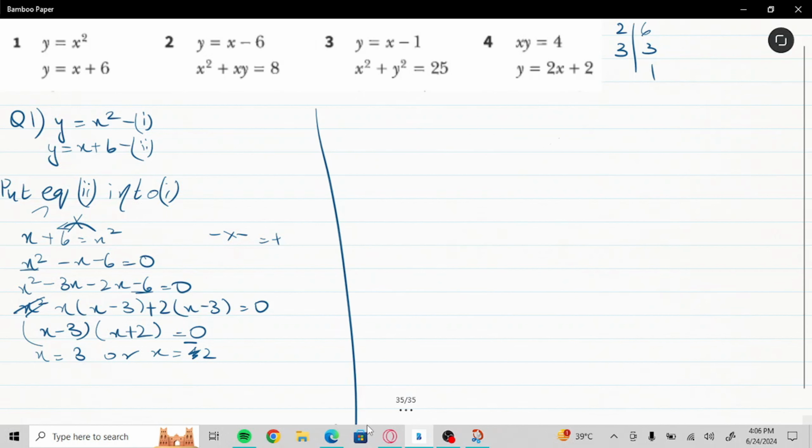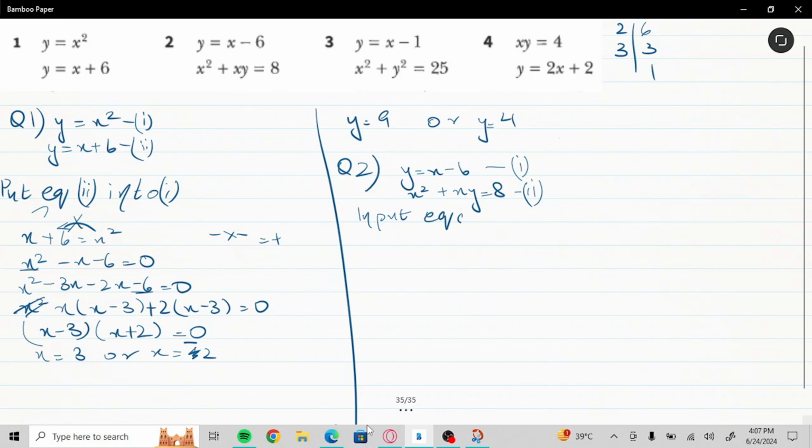Now find the corresponding y values. So y is equal to x squared, so 3 squared is equal to 9, or y is equal to negative 2 squared, which is 4. That is for question 1. Going to question 2, y is equal to x minus 6, and x squared plus xy is equal to 8. What we do next is just substitute equation number 1 into equation number 2. What that will give us is x squared plus x, and instead of y, we're going to write x minus 6.